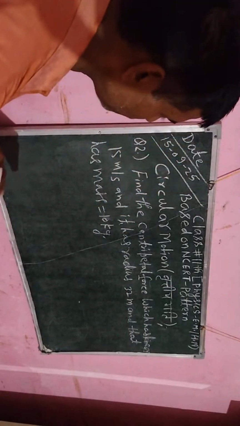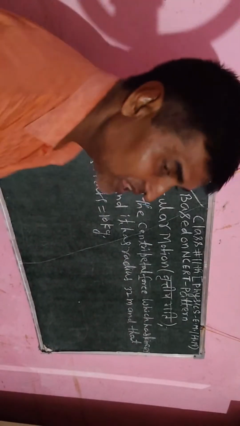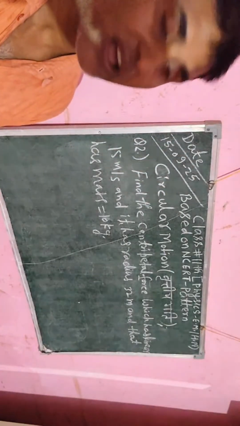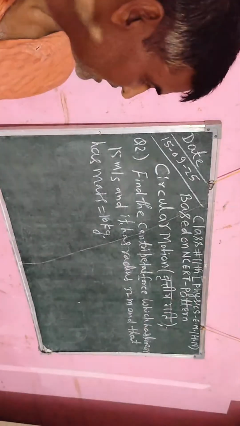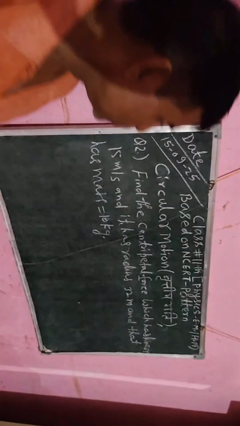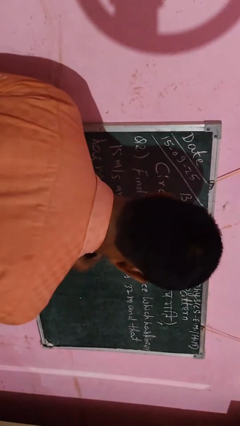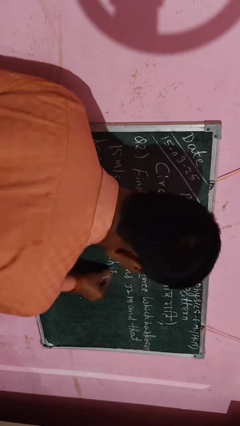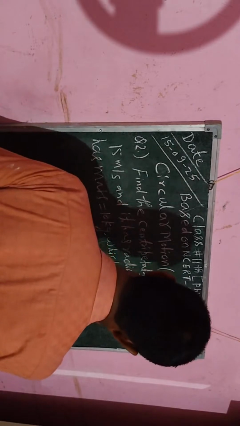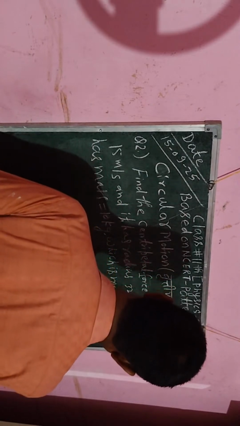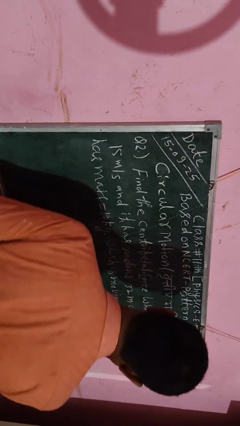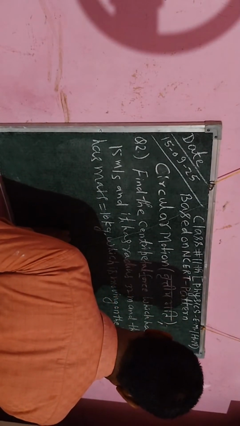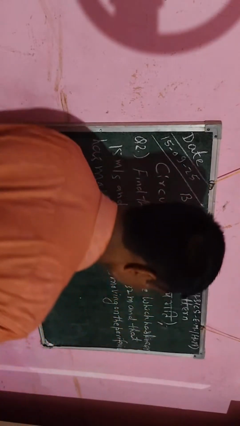So we have to calculate the centripetal force of the particle which is moving on the periphery of the circle, or circumference of the circle.